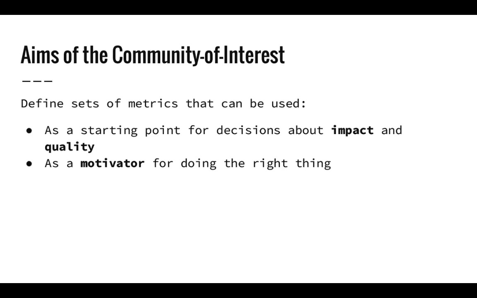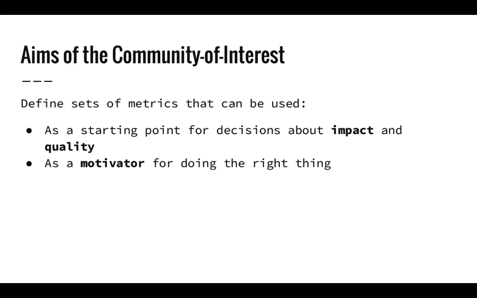So the aim of this community of interest is to define sets of metrics that can be used as a starting point for decisions about impact and quality, and, as I say, as a motivator to researchers for doing the right thing. That's sharing their data first and foremost, but then documenting that data to a high enough standard that their peer researchers around the world are able to understand it, validate it, build on it in new research situations, and to answer new questions.